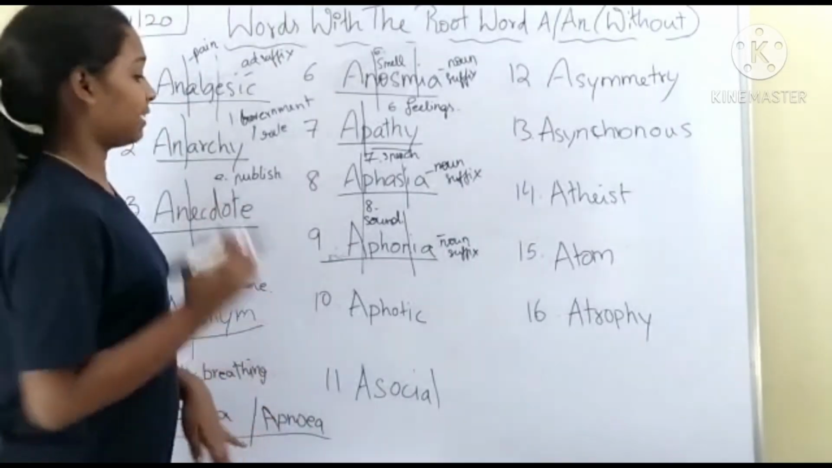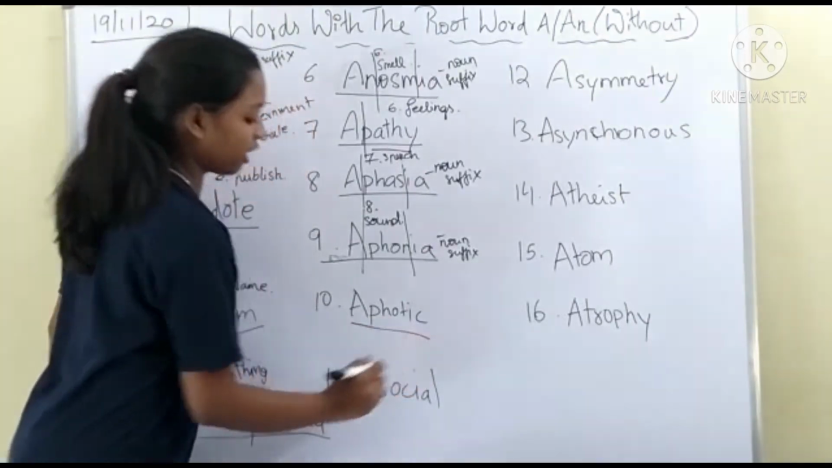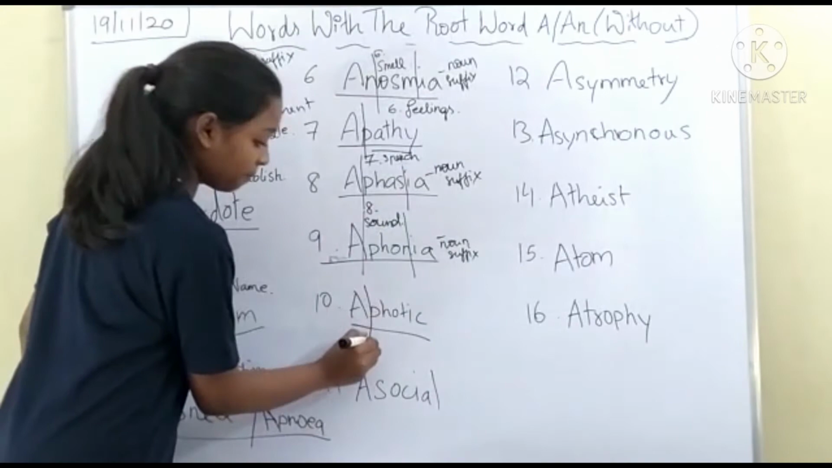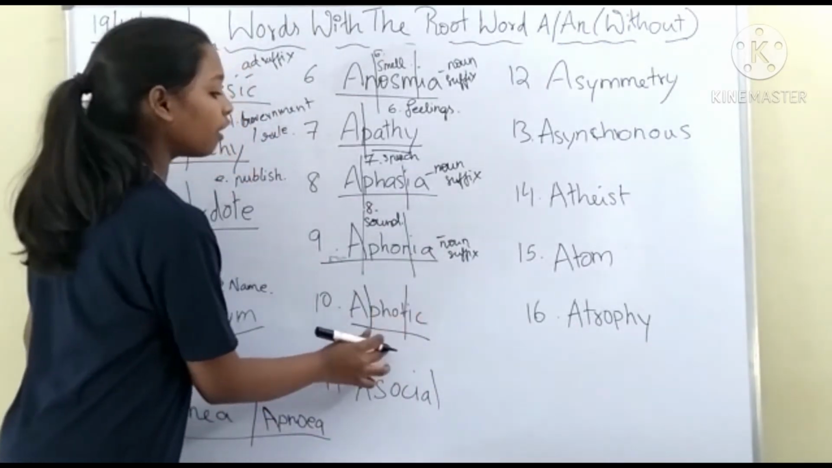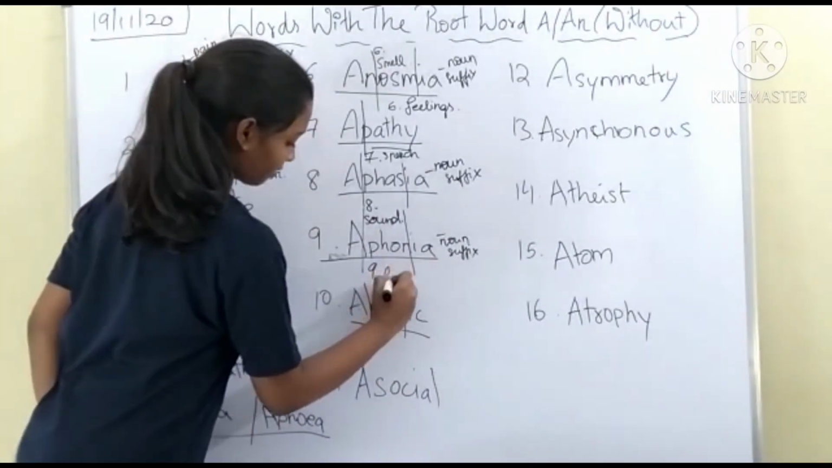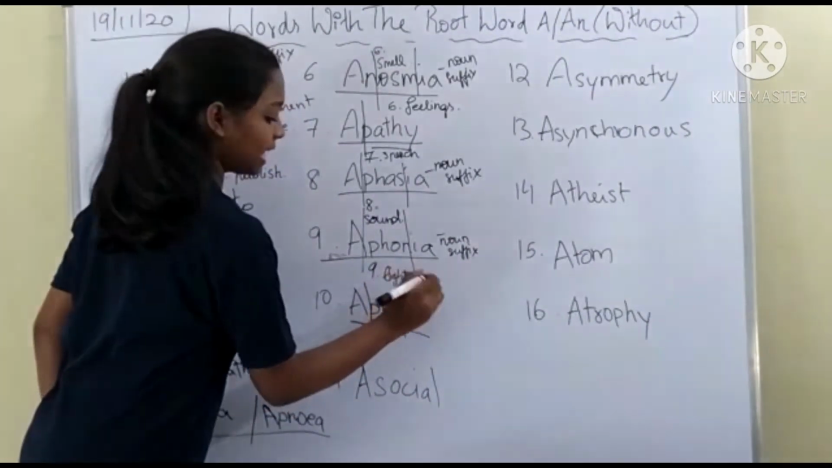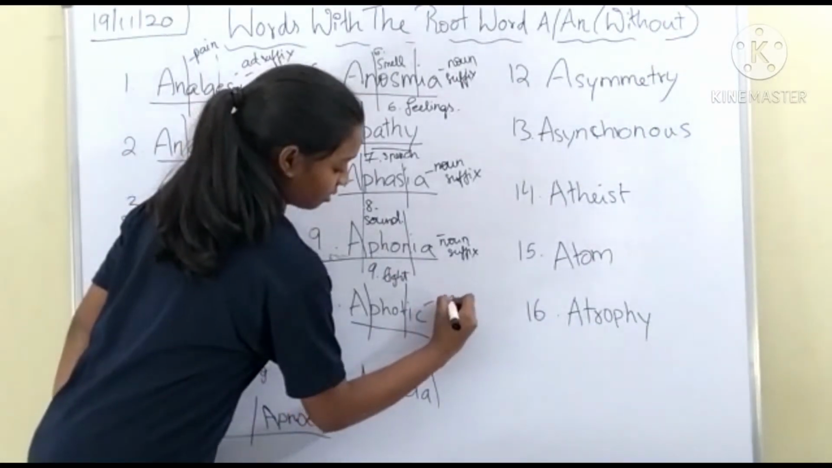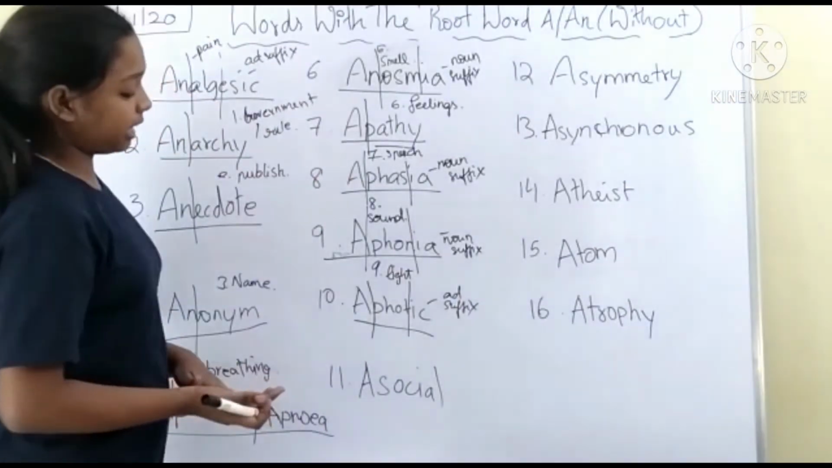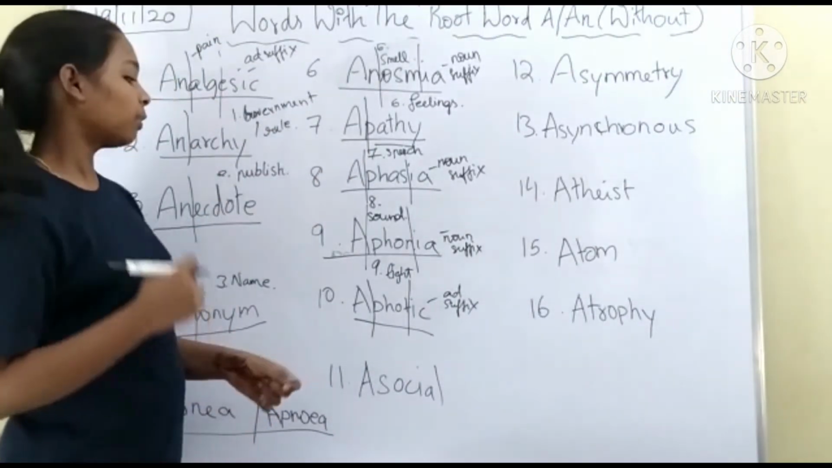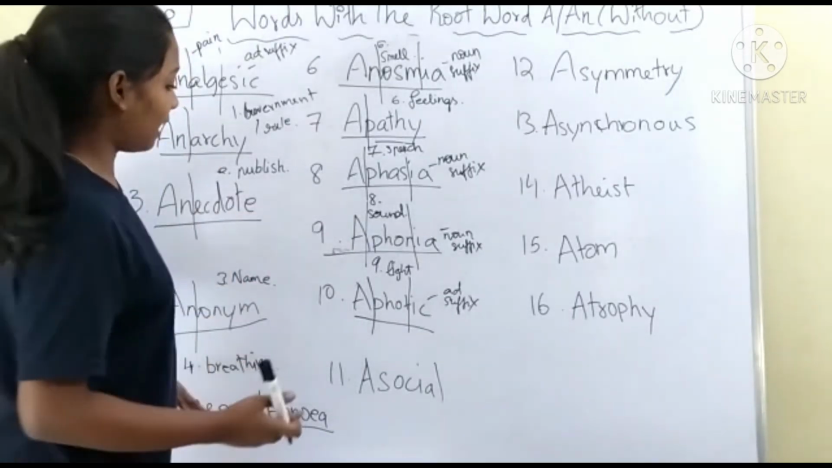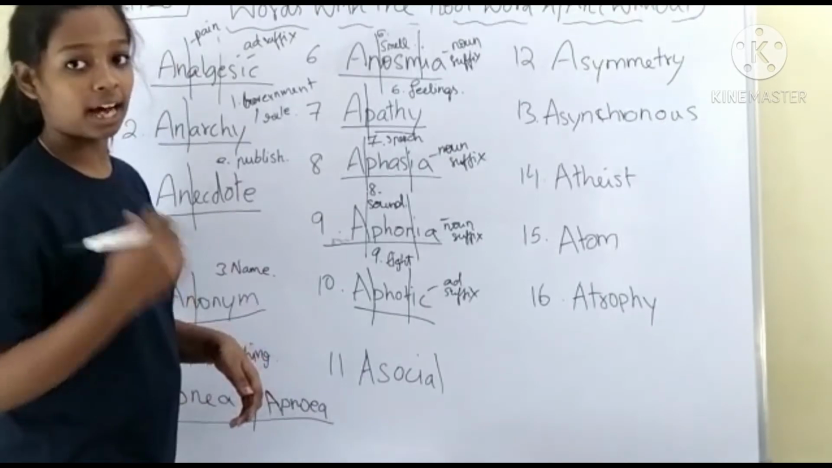The next word, the 10th word for today, is aphotic. Aphotic has three root words in it. A means without, phot. Phot is the ninth new root word, which means light. And ic, which is the adjective suffix. So the word means without light. Without light means dark. The antonym of the word is light.